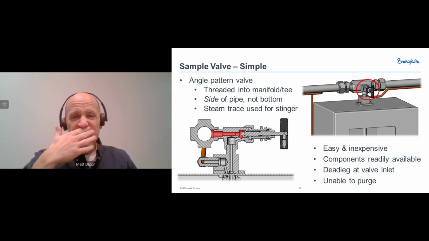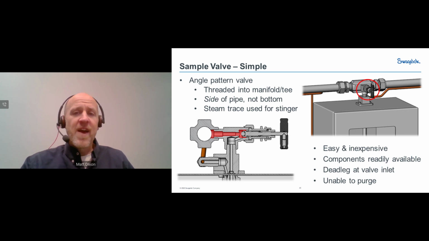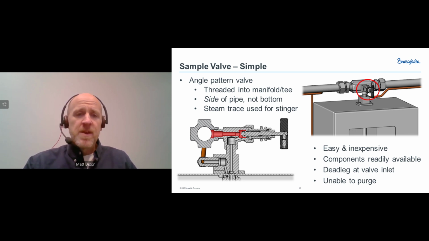Very often you're going to have some sort of steam trace on that line, on your fast loop line. So that's probably where our steam is going to be coming from for our stinger assembly. So it's very easy for us to hook up something like this, very easy and inexpensive. Now the downside, of course, is that we've got a pretty large dead leg on the inlet of that valve. So everything between the pipe and the valve seat is going to be a dead leg. So that could be potentially a deal breaker for us in our sampling operation.